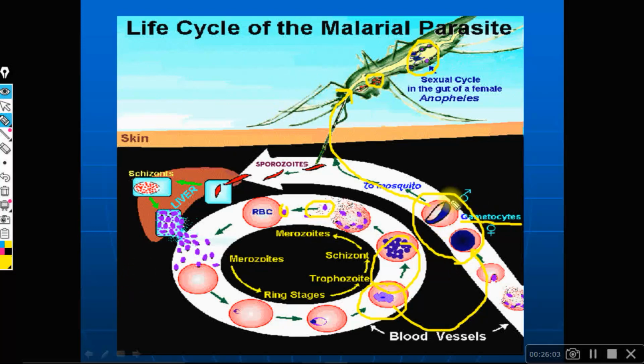So these gametocytes are important. We will discuss that many drugs can prevent the transmission of malaria, and they act as gametocidal agents. They will act on this form of the malarial parasite.